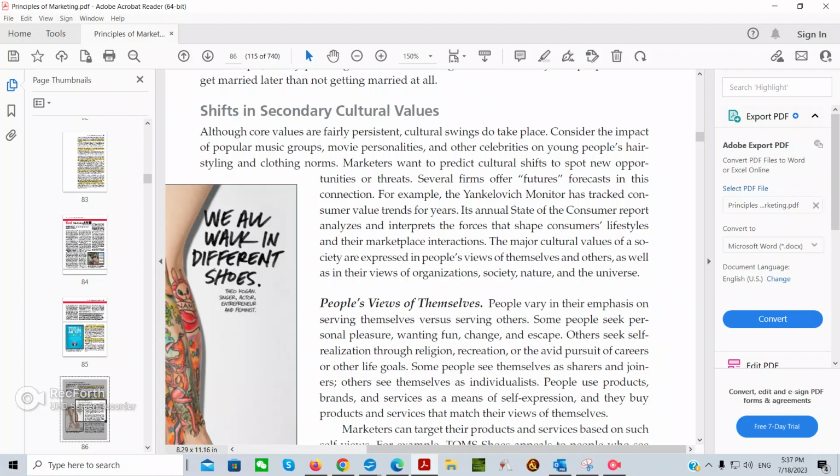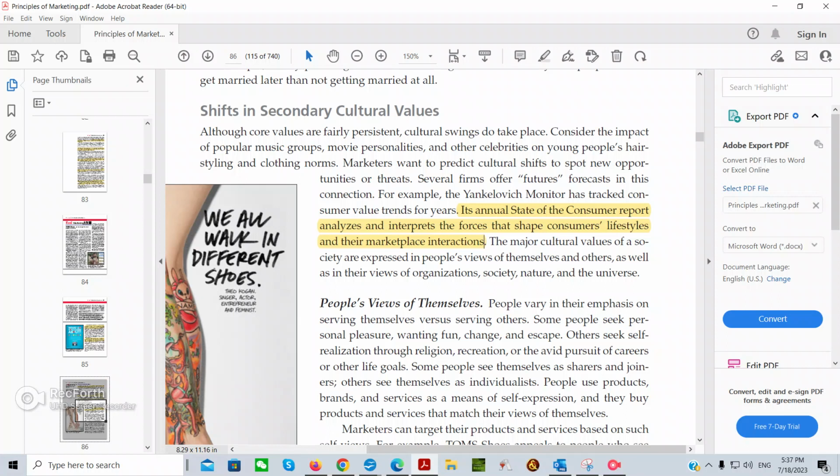Several firms offer futures forecasts. For example, the Yankelovich Monitor has tracked consumer values for years. Its annual State of the Consumer report analyzes and interprets the faces of and shape consumer lifestyles and the marketplace interactions. That's an overall study for your demographic information and your market research.